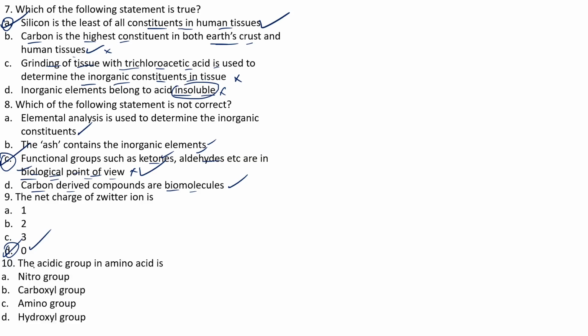The next question: the acidic group in the amino acid is the nitro group, carboxyl group, amino group, or hydroxyl group. We all know the carboxyl group, that is COOH. The COOH, that is the carboxyl group, is mainly giving the acidic property, and the amino group, that is NH3, or the NH2 group, mainly gives the basic property to the amino acids. So hence B, that is carboxyl group, is our right answer.